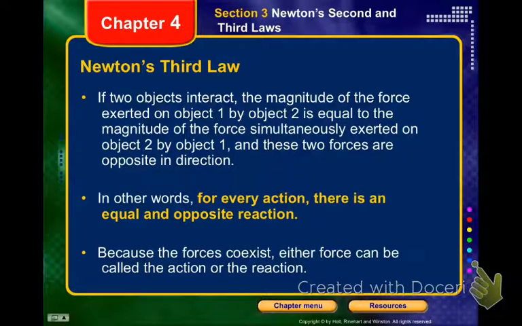And because these two forces coexist, either force can be called the action or the reaction. And on our next slide, we're going to get into action and reaction pairs. How can you have a scenario and consider what is the action, what's the reaction, and it can always be swapped up. For every action, there's an equal and opposite reaction.